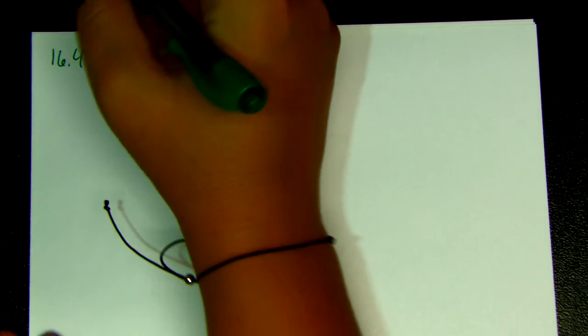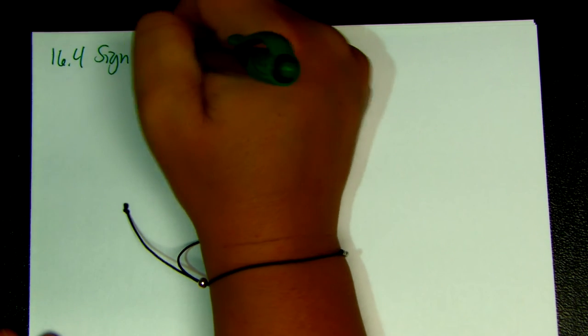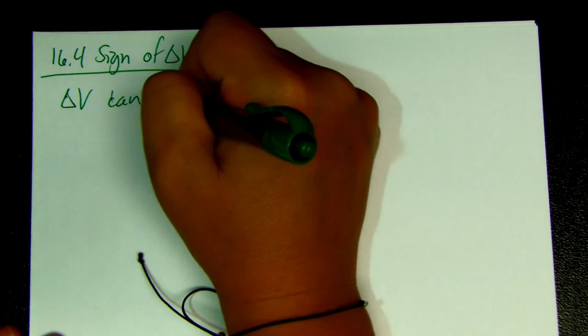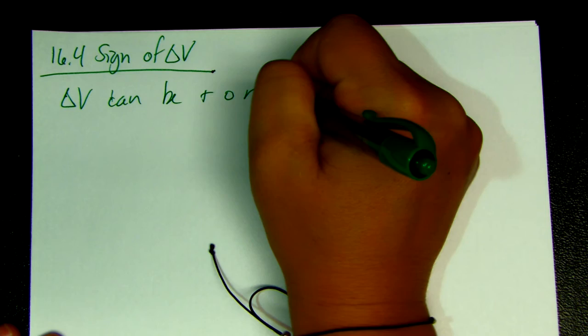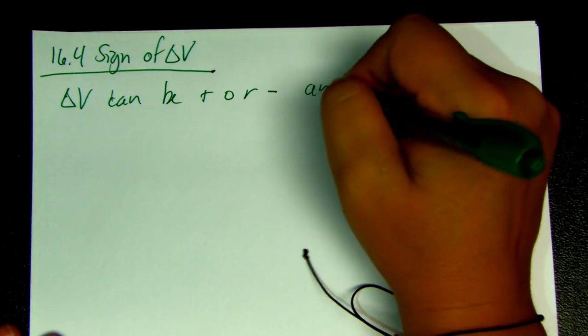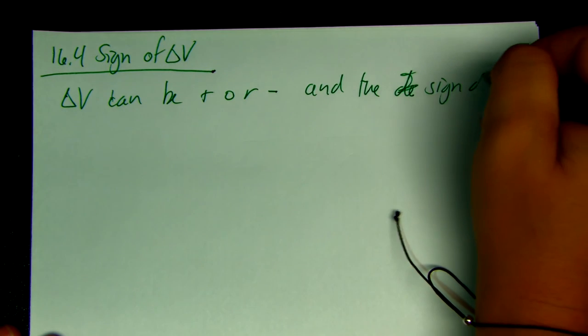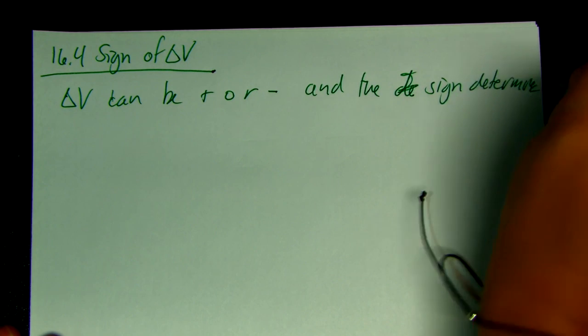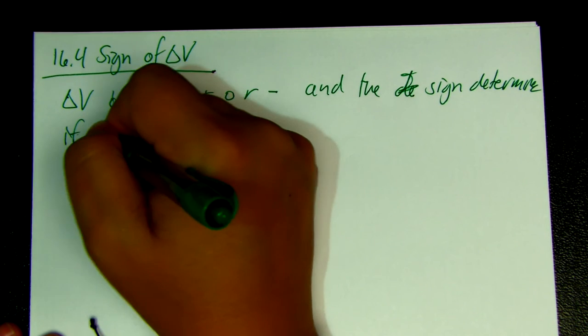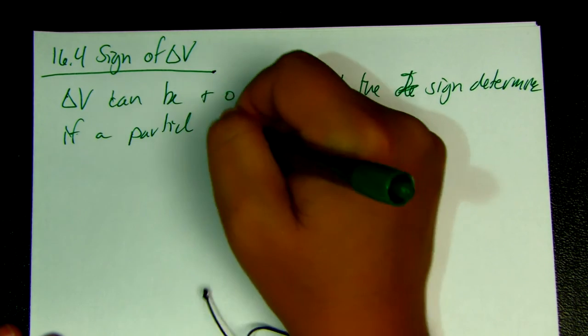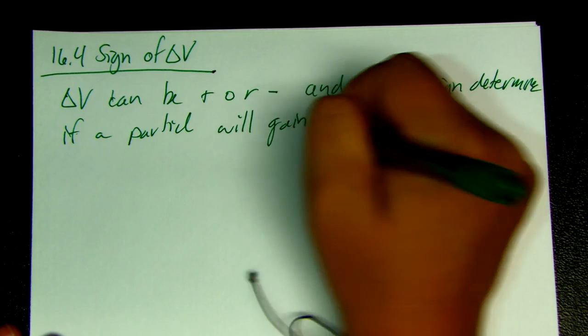Okay, so moving on to 16.4 and thinking about the sign of delta V. So delta V can be positive or negative, and the sign determines if a particle will gain or lose energy.